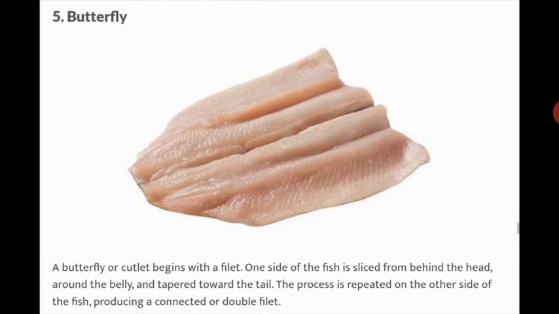Butterfly cut. A butterfly or a cutlet begins with a fillet. One side of the fish is sliced from behind the head, around the belly and tapered toward the tail. The process is repeated on the other side of the fish, producing a connected or a double fillet.